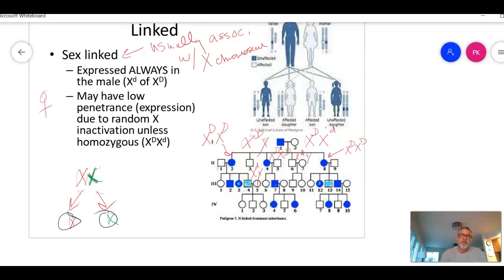So I'll give you a different pedigree. I copied a different one onto my slide, but it didn't get copied onto this. So hopefully that helps out a little bit, and I'll talk to you soon.